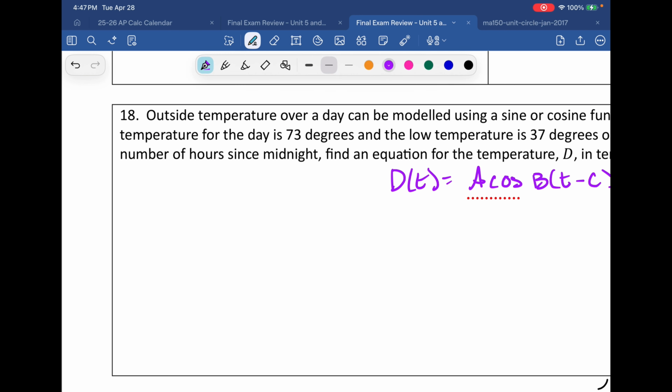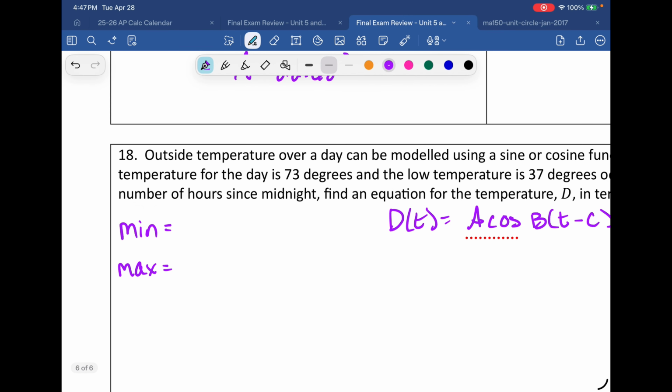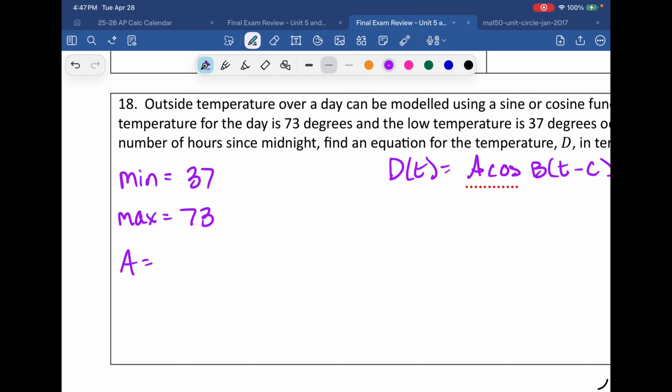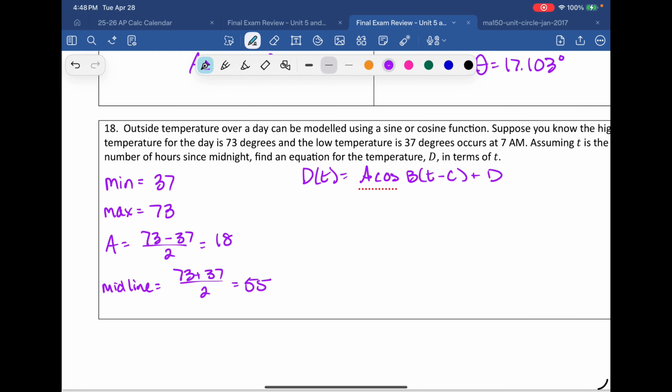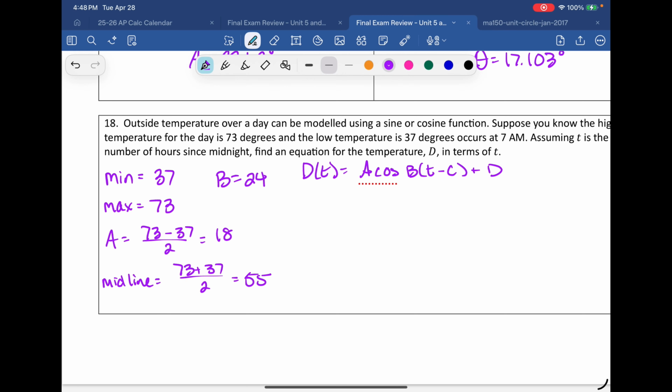So we start by finding the min and the max. And we use the min and the max to find the amplitude and the midline. So the minimum was 37, maximum 73. So the amplitude, max minus min, divided by 2, that's 18. The midline, max plus min divided by 2. And that's 55. Okay, now I need the phase shift. Oh, actually, I need the period. The period, guys, this is the day, 24 hours. B is 2 pi divided by that, which is pi over 12.